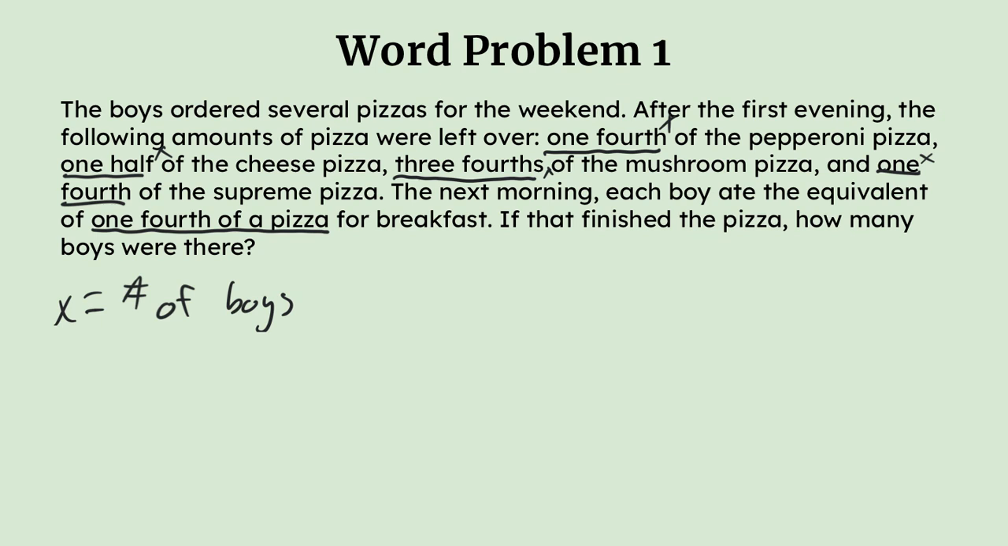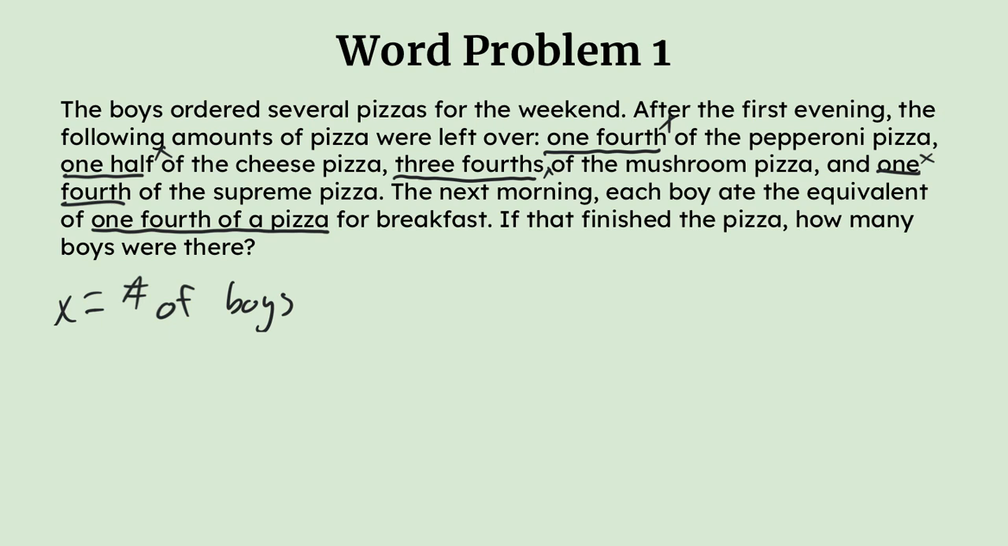They might have not ordered one of each of those pizzas, right? They're just saying 1/4 of the pepperoni was left. So if they ordered four pepperoni pizzas, how many would be left? If they ordered 4 pepperoni pizzas and there was 1/4 left, how many pizzas would be left? 1. Just one pizza, right? So we don't necessarily know how many, we just know the proportions that are left, right?